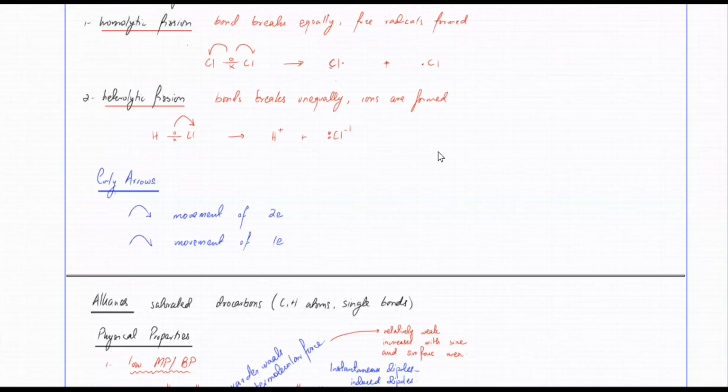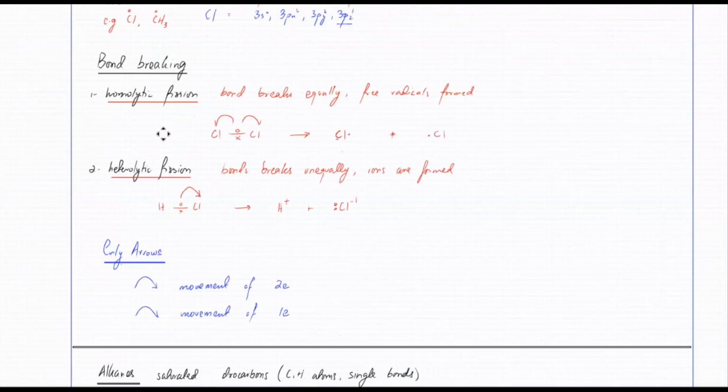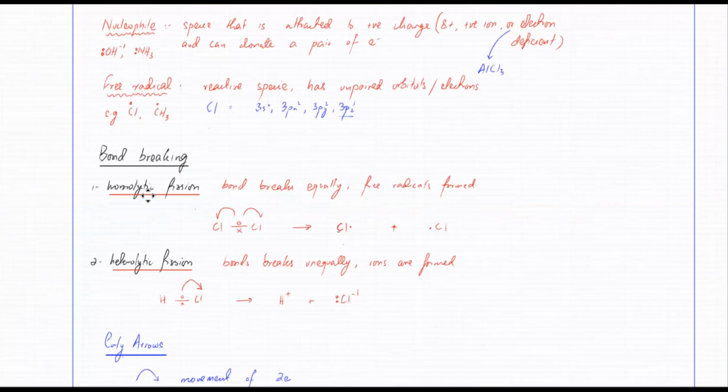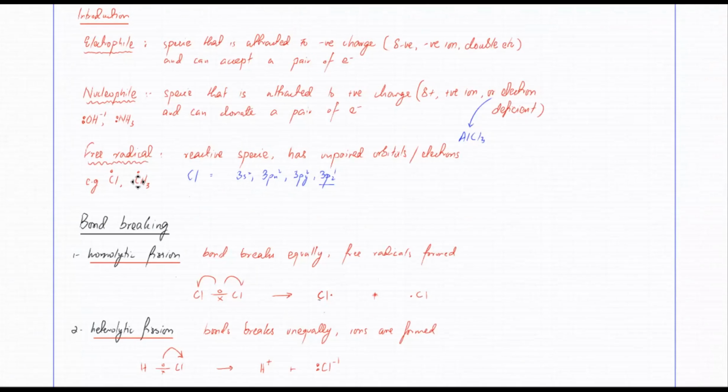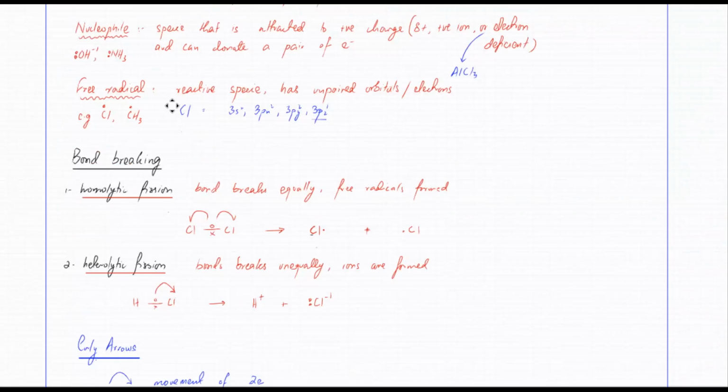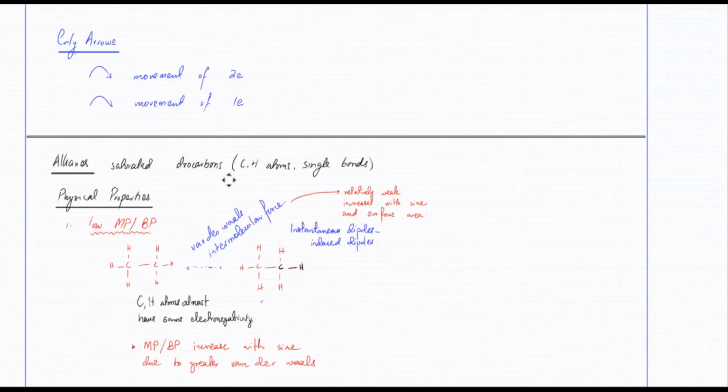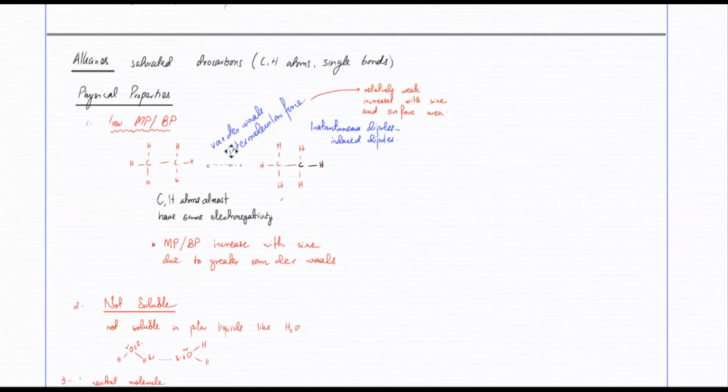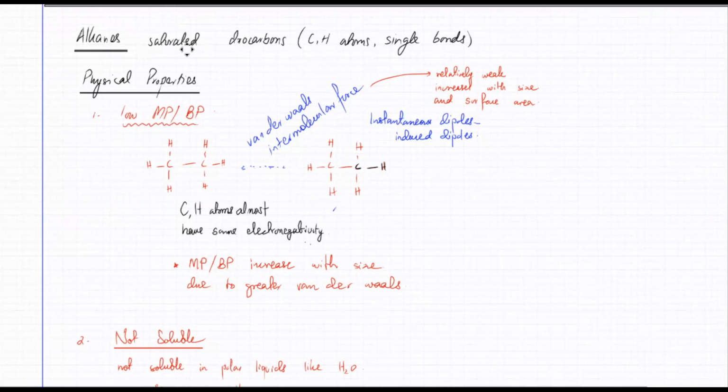So we were at this point. We had just discussed homolytic fission, heterolytic fission, what's a free radical, what's a nucleophile, and what's an electrophile. This was discussed, and we started talking about the physical properties of alkanes, which were that they were saturated hydrocarbons.